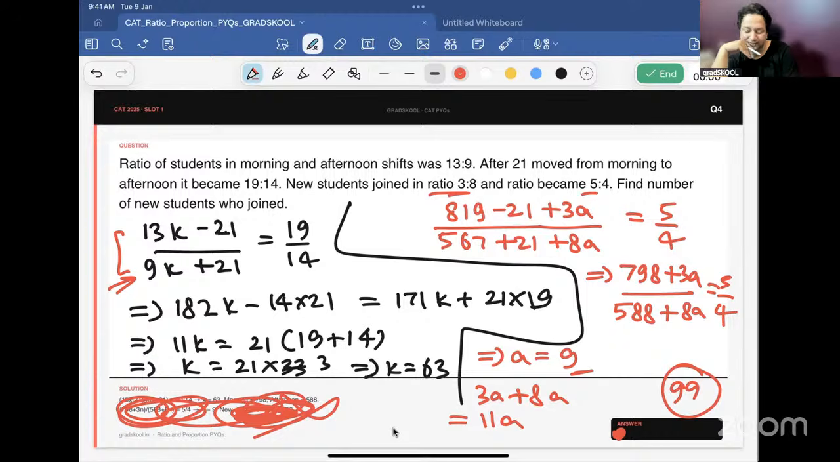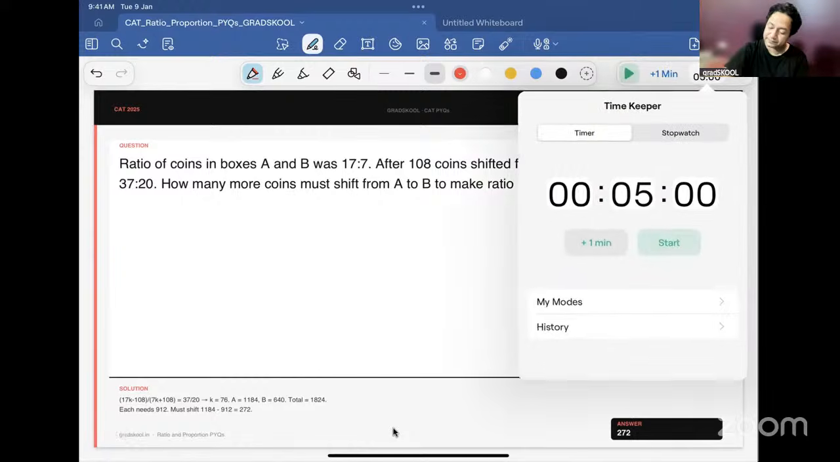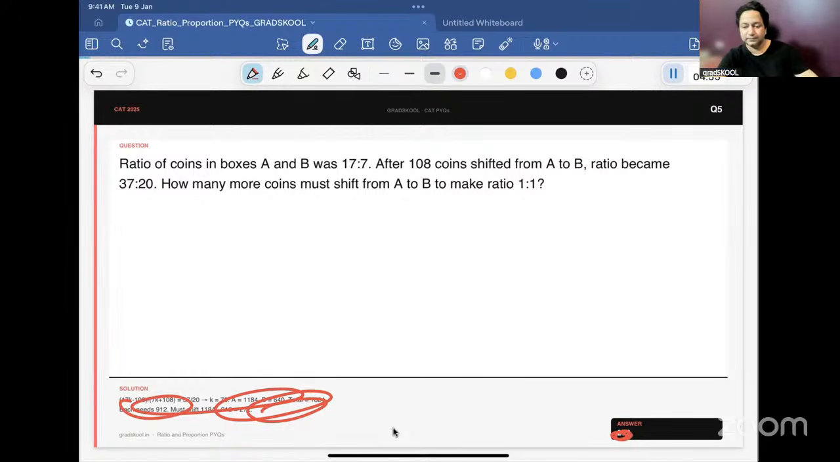Should we move ahead? Let's go to the next question. Sure. Let's solve this.